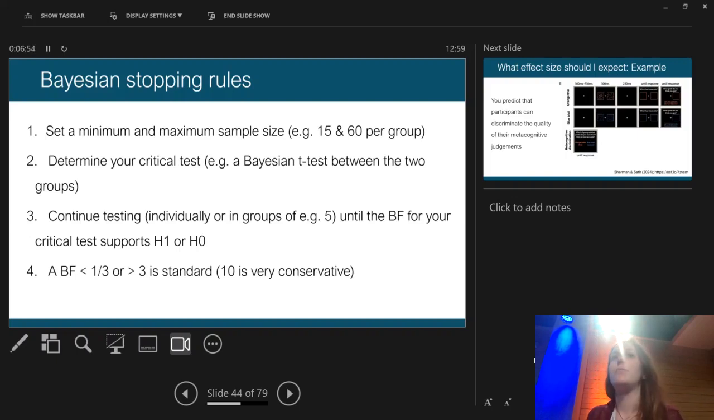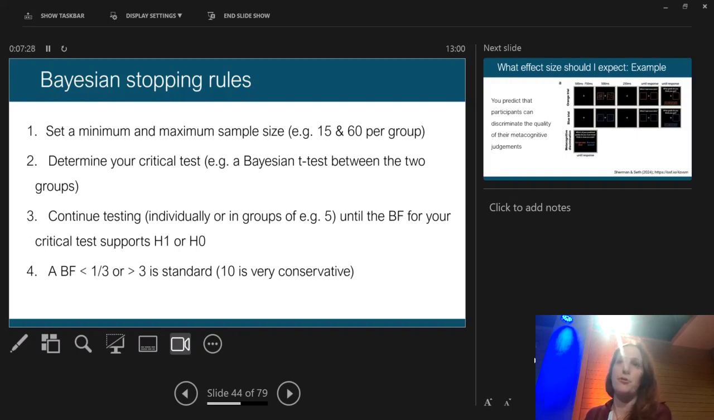And what you do is you start, once you get to 15 participants per group, your minimum, you just run your test, see if you've got enough evidence to stop collecting data, and if you don't, you keep going until you exceed some threshold, until your evidence is strong enough. So your Bayes factor, usually people do, is less than a third, so you've got evidence for H0, or greater than 3, so you've got evidence for your alternative hypothesis.